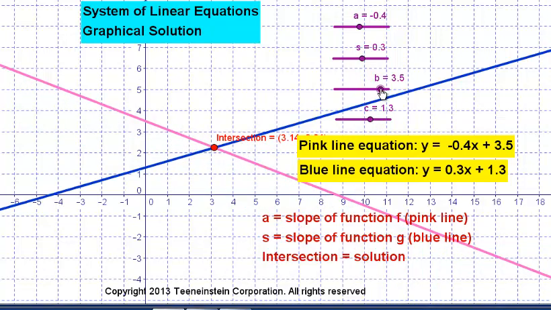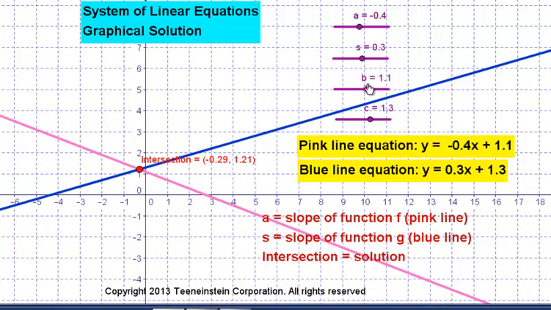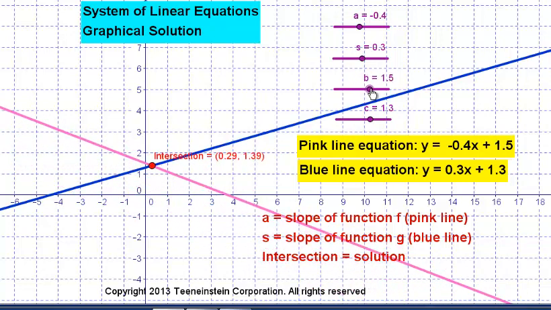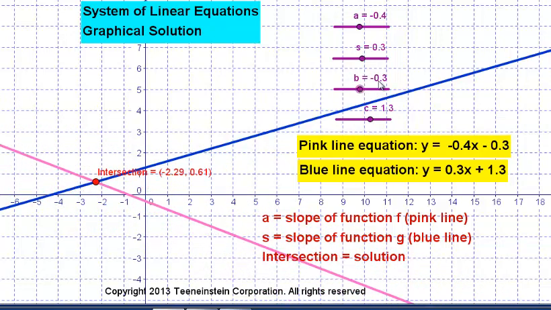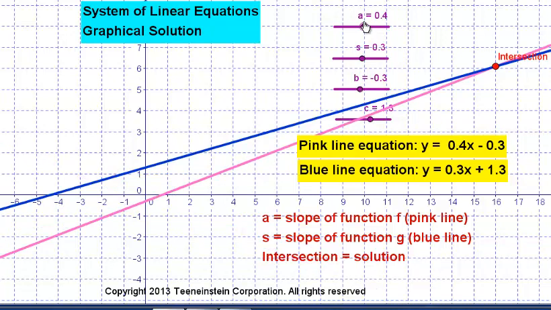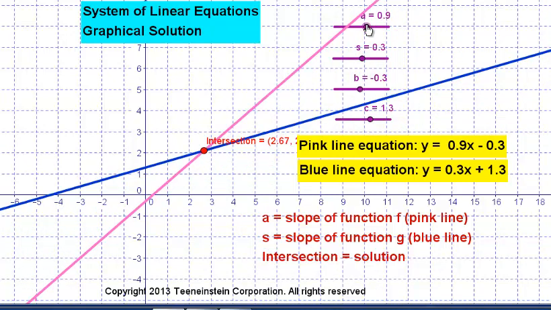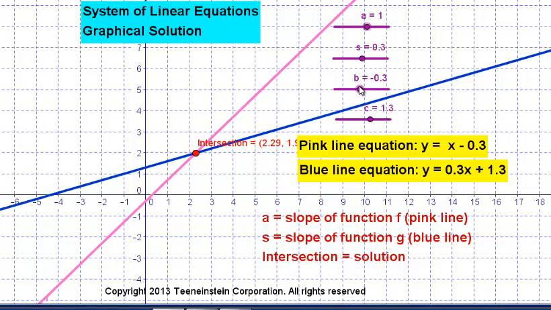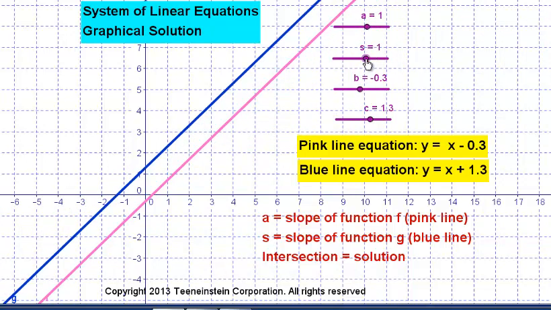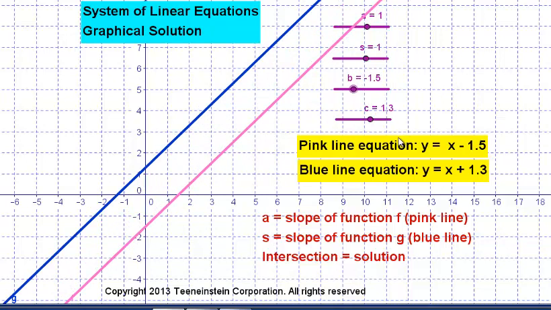I can change the intercepts here. Now the intercept of the pink line changes, and I will get a different line. Already we know when the slopes are equal, the lines are parallel. When the slopes are not equal, the lines are not parallel. For example, we fix the slope of the pink line at exactly 1, and similarly the slope of the blue line also exactly at 1. We can change the y-intercept here like this. Now you see the lines are parallel.